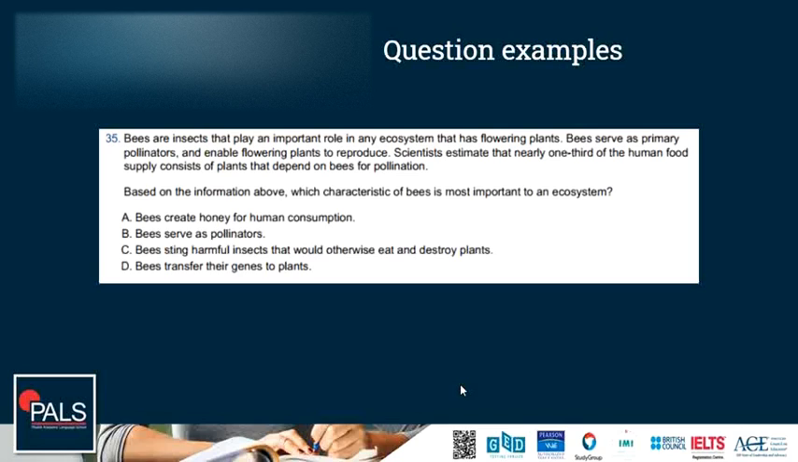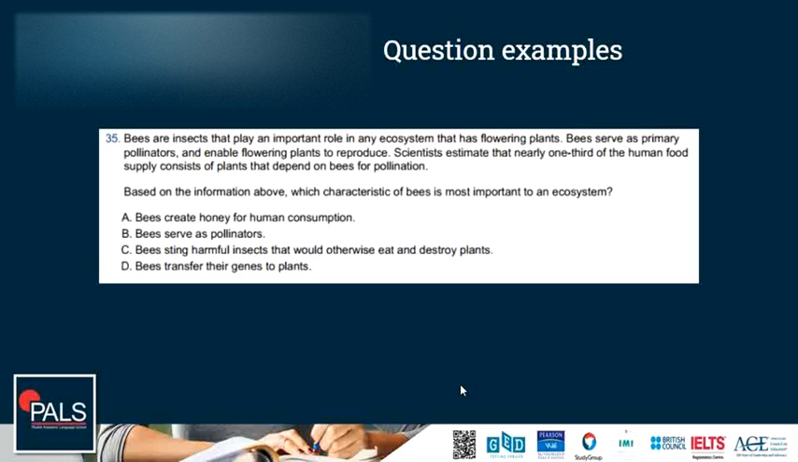And one more question as an example. Bees are insects that play an important role in an ecosystem that has flowering plants. Bees serve as primary pollinators and enable flowering plants to reproduce. Scientists estimate that nearly 1/3 of the human food supply consists of plants that depend on bees for pollination. Based on the information above, which characteristic of bees is most important to an ecosystem?